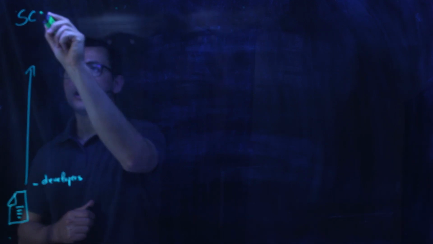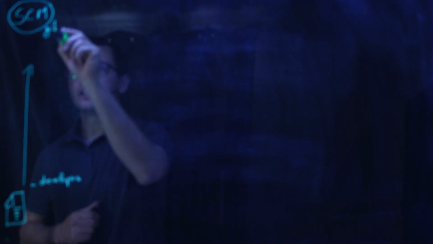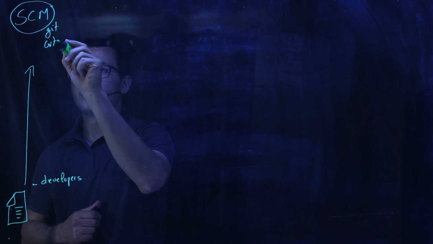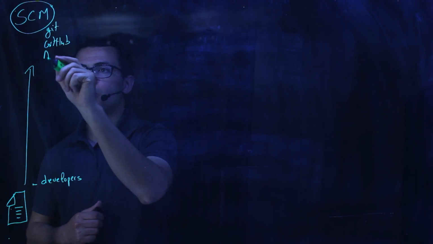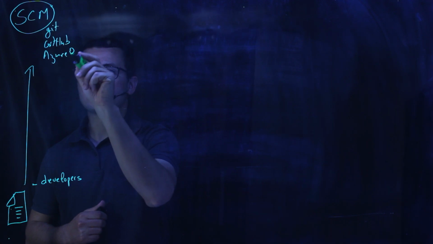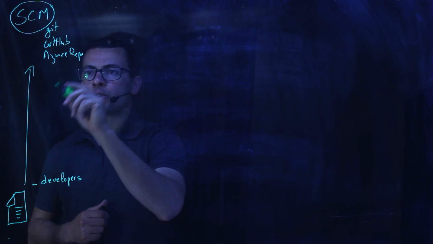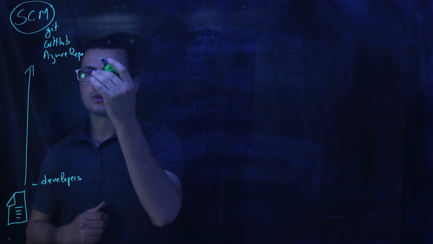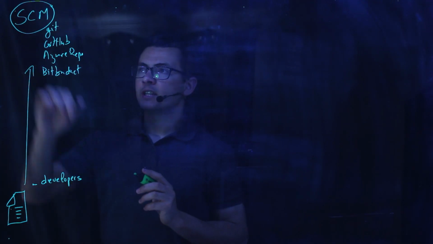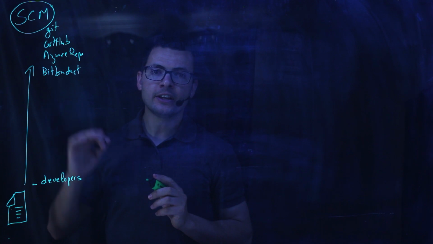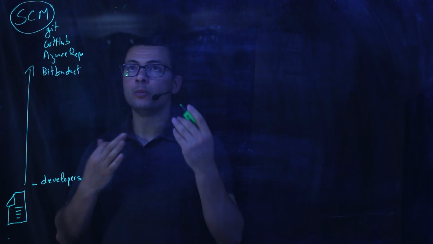Here we'll have an SCM. This could be anything Git. This could be either GitHub, GitLab, Azure Repos, or it could also be Bitbucket. So the code will live in this source control management. This is essential in order to start creating the CI pipeline or the build.